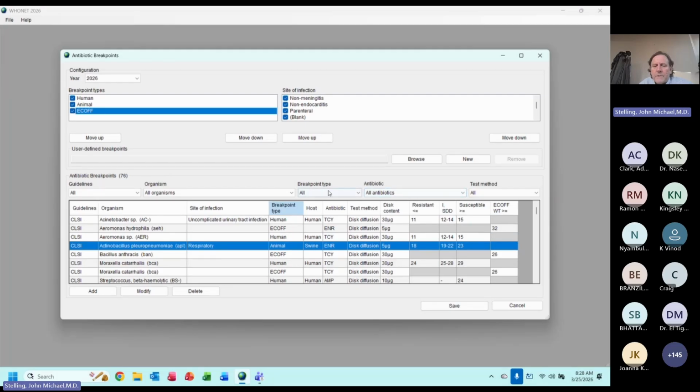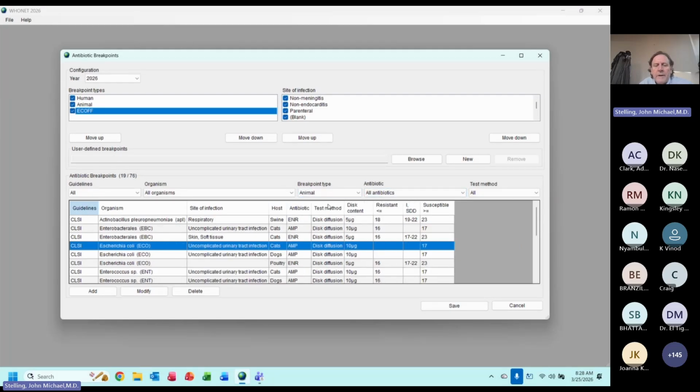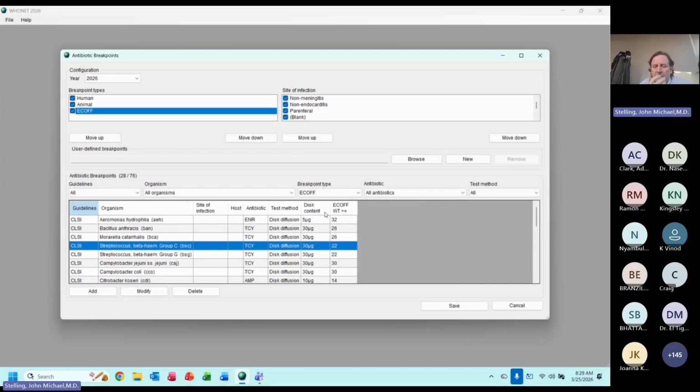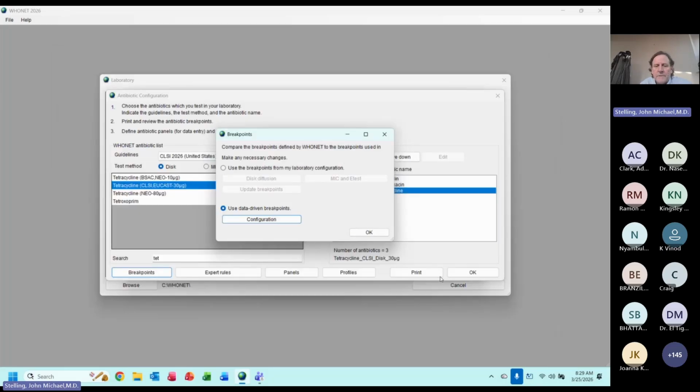So if I go to breakpoint type, these are animal breakpoints for swine, cats, poultry, dogs. It's especially cats and dogs, but a few others. If I go to ECOFs, these are all the ECOFs. So they're all in there. Let me click on cancel. I'm not going to change any of those.